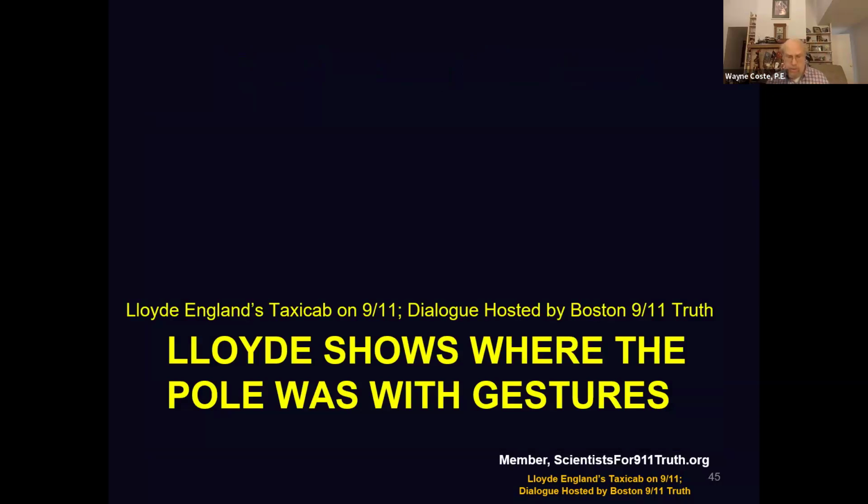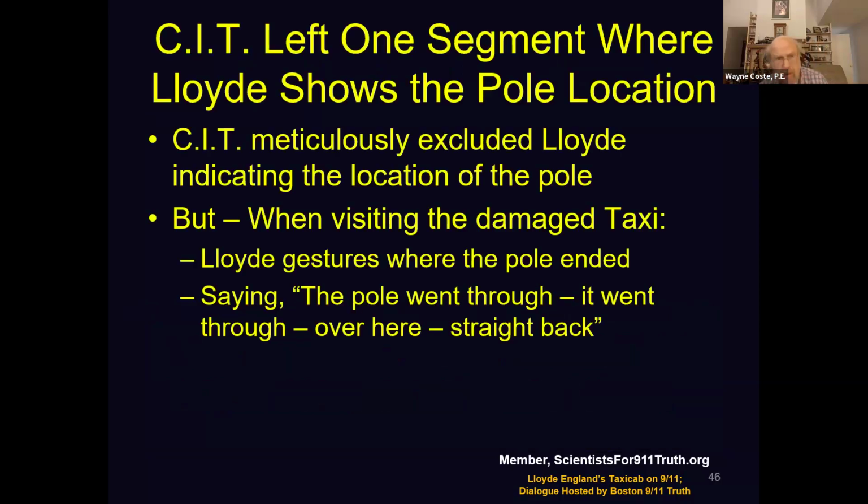So Lloyd actually does show where the pole was. All throughout all the interviews, all the times when CIT was putting together their stories and the videos, there was about a dozen times where the next question should have been, Lloyd, show us where the pole was. Use your hand. No, but they're very meticulous about that. But when visiting the damaged taxi, Lloyd gestures where the pole was, saying the pole went through. It went through over here, straight back, right?